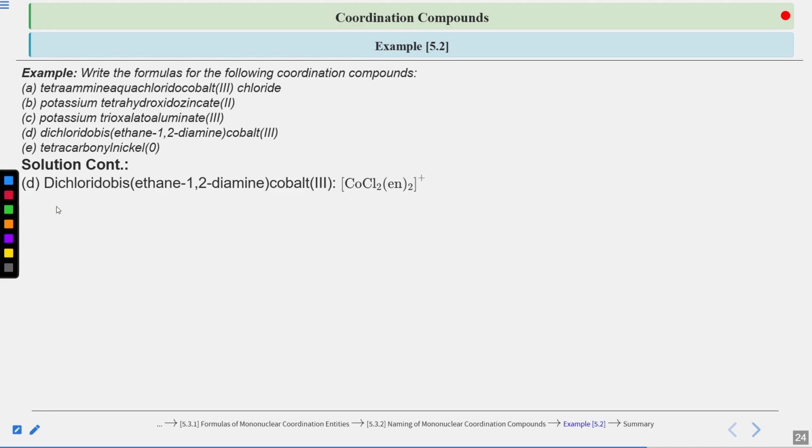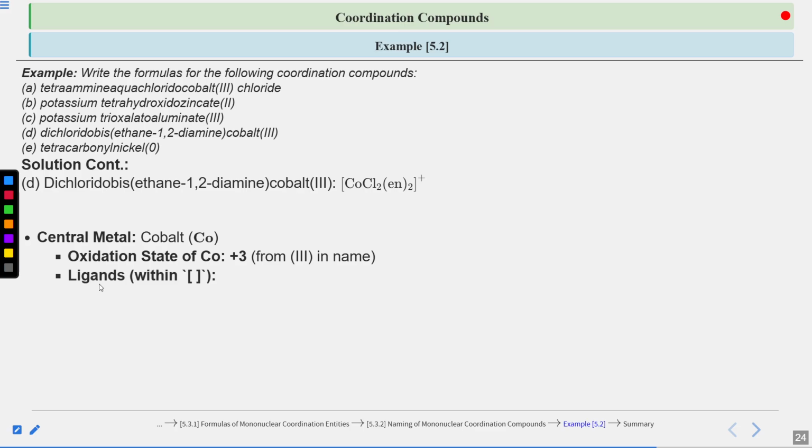Let's see the D part, that is dichloridobis(ethane-1,2-diamine)cobalt(III), whose formula will be [CoCl2(en)2]+. Now, the similar steps: you have to identify the central metal. Here it will be cobalt. Then you have to identify the oxidation state, which is +3, already given in the name.